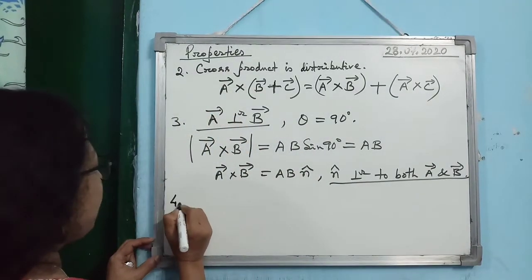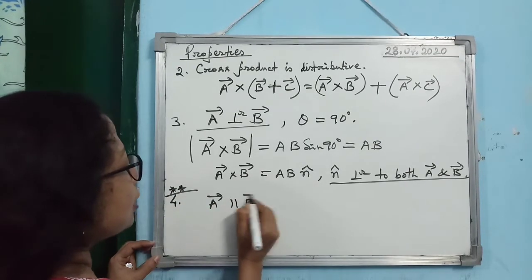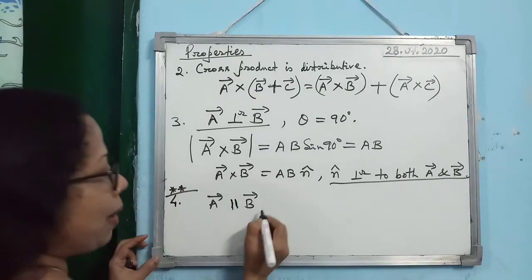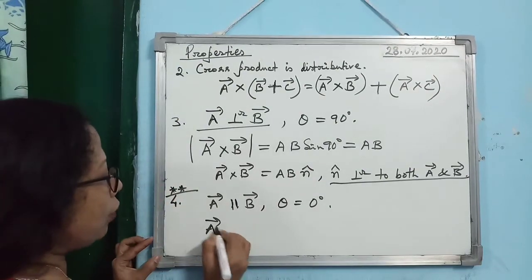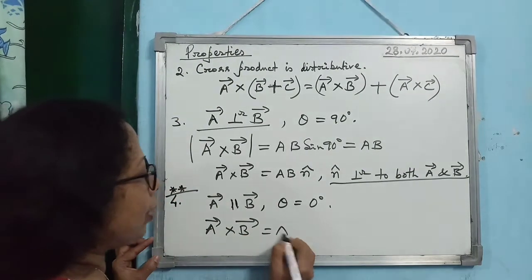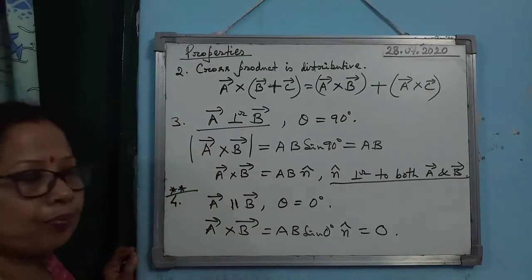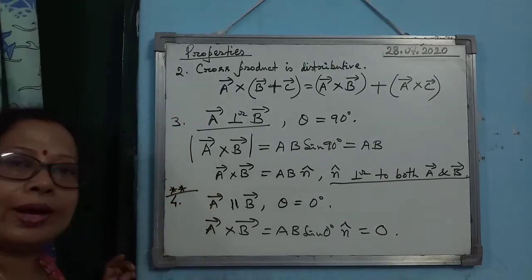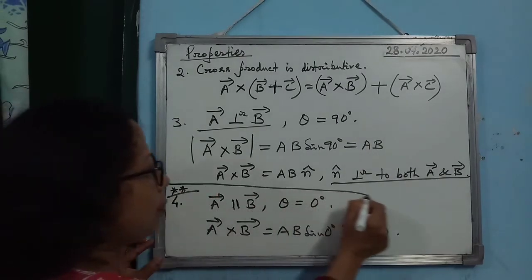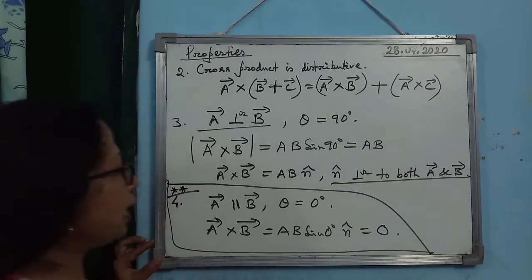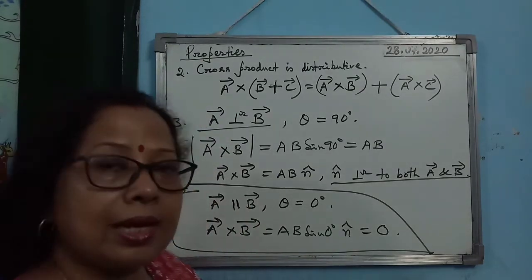Then the fourth point is an important point, that if A and B are parallel to each other, then what is the angle between them? 0 degree. Then the cross product of the two vectors is AB sine 0 degree, then it is 0. As it is a null vector, there is no question of the direction. Is that clear? So this is the important thing you have to remember. If two vectors are parallel to each other, then their cross product is 0.